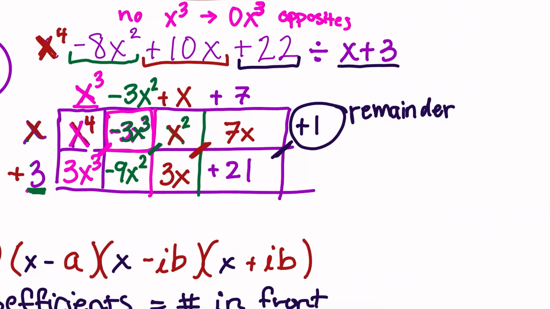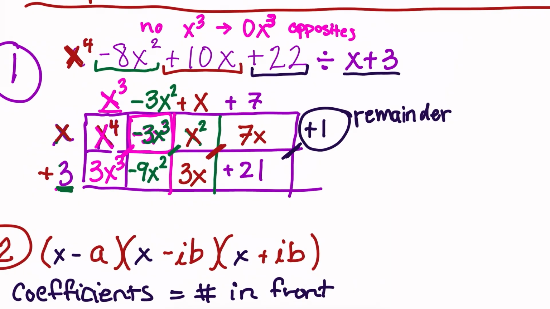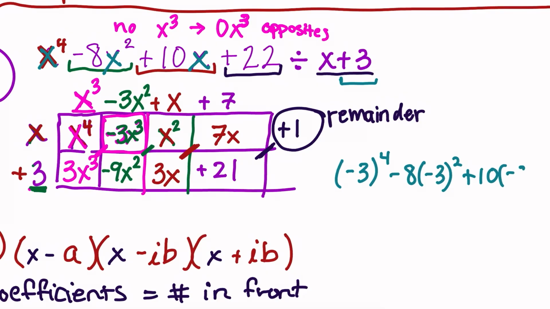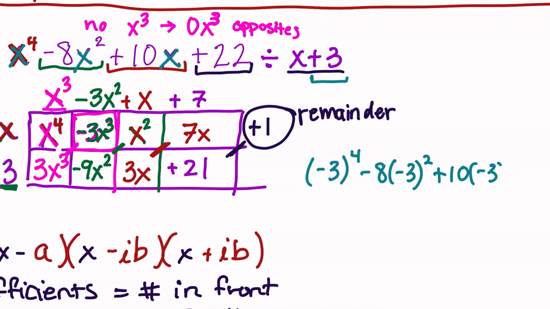Yeah. The other way, just so that you have another way of doing this problem, if you wanted it, is you're going to take the opposite of the plus 3, so you would take negative 3, and you would put it in place of all of the x's in this problem, and then calculate that out, put it in the calculator, and figure out what it would be. So it would be negative 3 to the 4th minus 8 times negative 3 squared plus 10 times negative 3, and then plus 22. If you put that in, you would get 1.